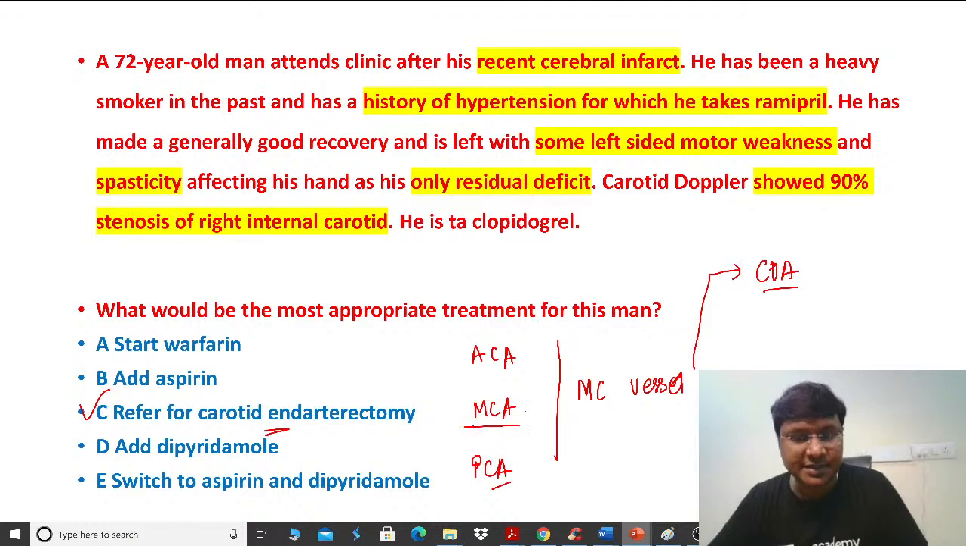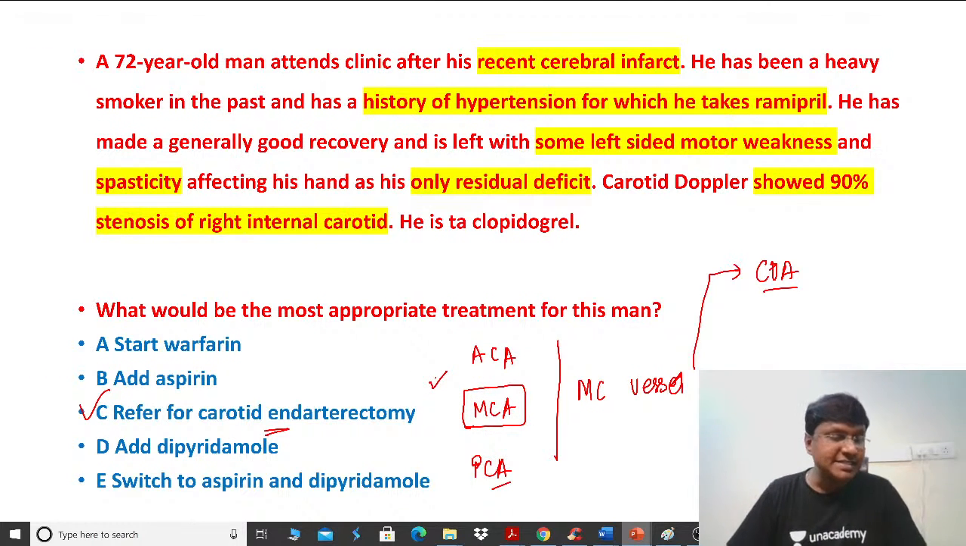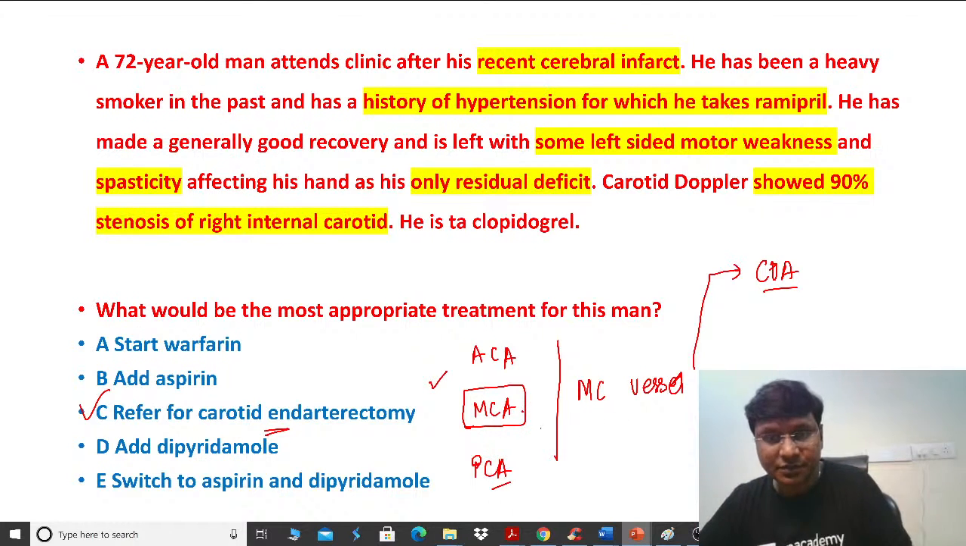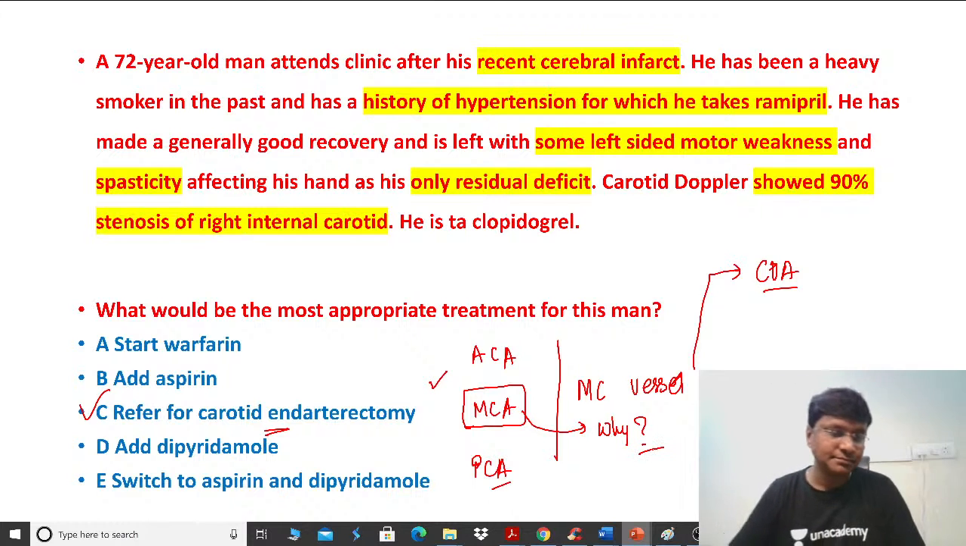It is middle cerebral artery. Right, it is middle cerebral artery. Middle cerebral artery is the most common vessel which is affected in the development of your cerebrovascular accident. Okay, right, it is not your posterior cerebral artery. It is your MCA. Now the question is why? Why is middle cerebral artery most commonly affected?